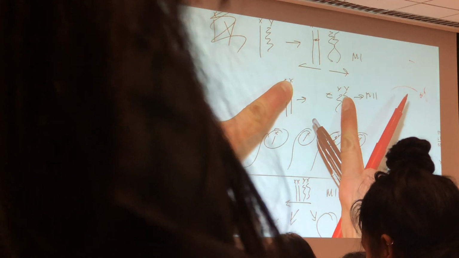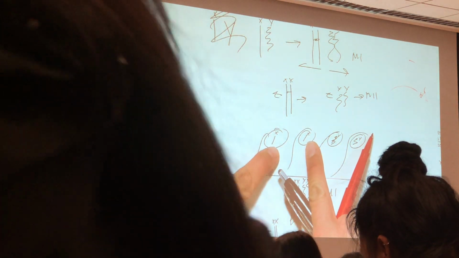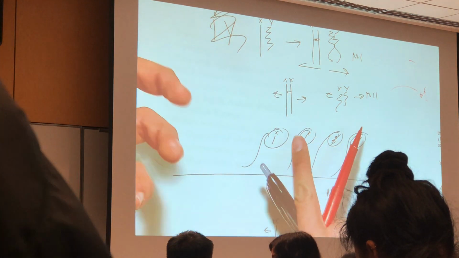They would have to segregate fine here, then you'd have non-disjunction in meiosis 2 here, at the same time non-disjunction here. Then you'd have one gamete YY, one gamete nothing, one gamete nothing, one gamete XX. That'd be the only time.